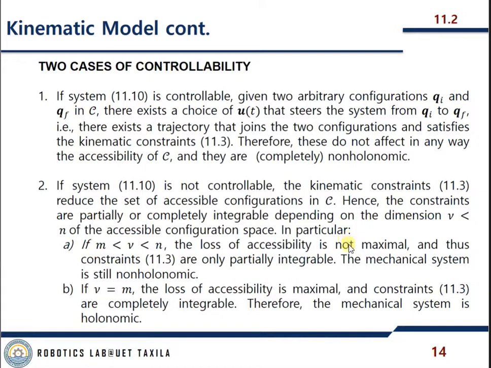However, in case B, if V becomes equal to m, the number of inputs, the loss of accessibility is maximal, and constraints 11.3 are completely integrable, not partially. So the mechanical system is holonomic in that case. So it becomes completely holonomic, which means that you cannot achieve those configurations, whatever it takes, do whatever you want, but you are not able to achieve those configurations.